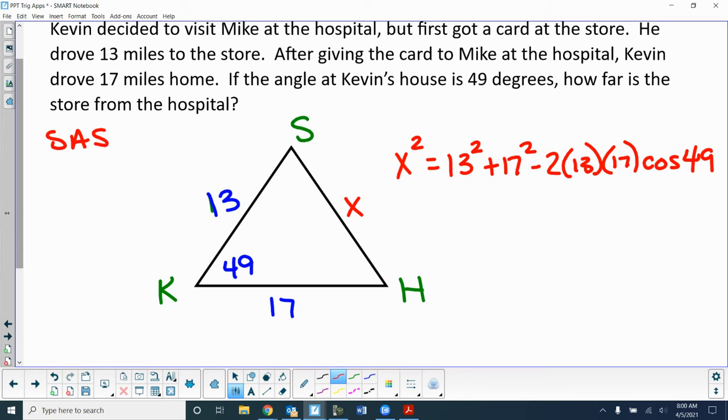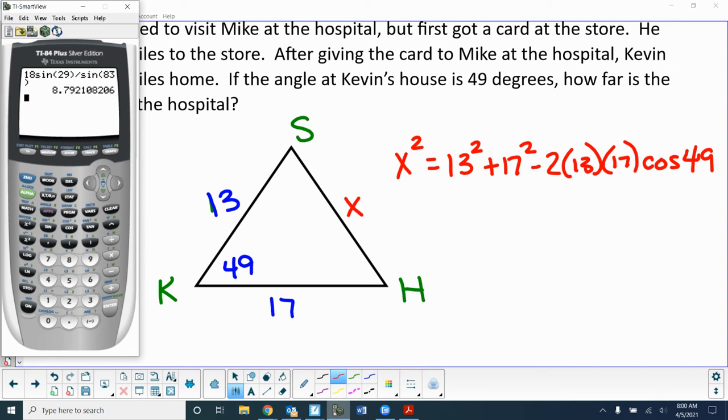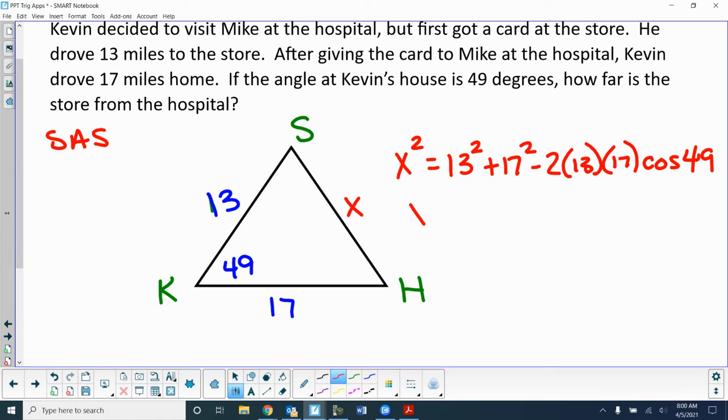Okay, so this is one that I can put in my calculator, the whole thing. All right, so I can do the 13 squared plus the 17 squared minus 2 times 13 times 17 cosine of 49. So I can put all that in my calculator, and I get 168, just 168, I guess.